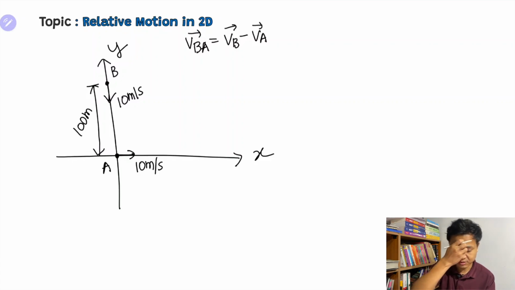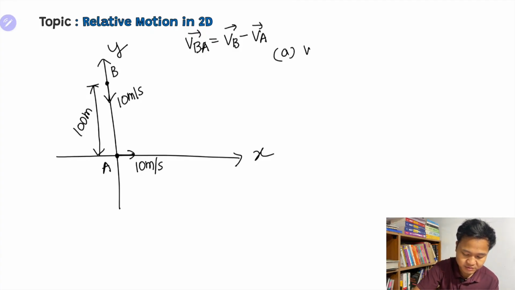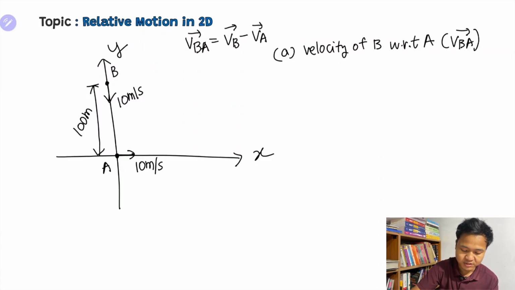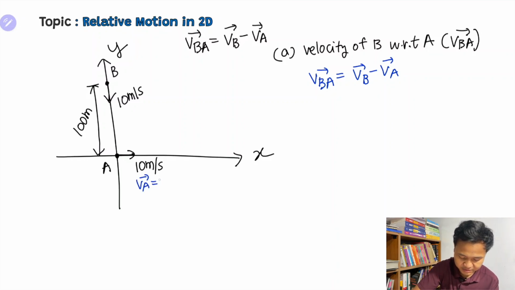So here I can ask you, what is the velocity of B with respect to A? That is the first one, right? So that means VBA. Apply the formula. VBA should be equal to VB minus VA, right? Here if you see, VA is given as 10 meter per second and VB is given as 10 meter per second.